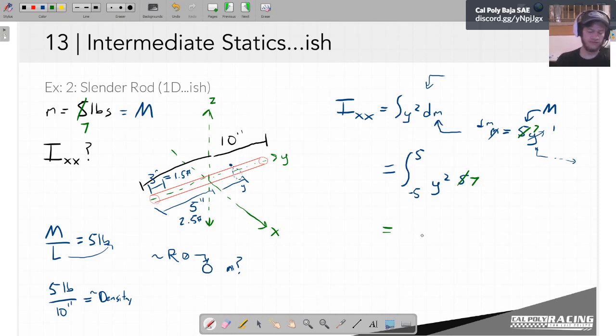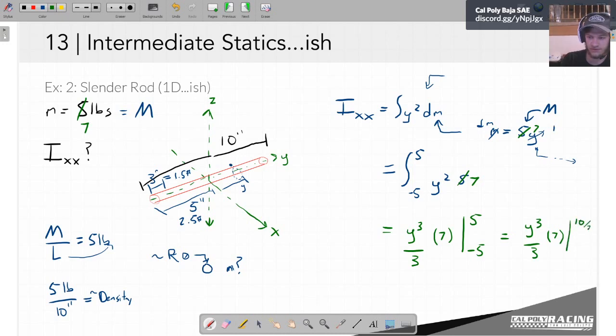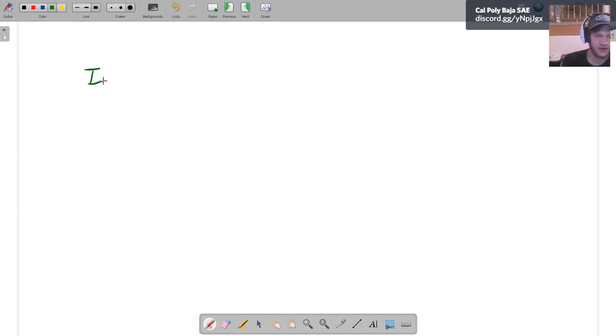I think most of you, have you both been through Calc 1 and Calc 2? Yes, at least between high school and this year. Okay, so this is all pretty familiar, right? We just turn this into y cubed over 3 times 7, evaluated from -5 to 5. One way that we can rewrite this is, since we're going from -5 to 5, that's equivalent to y cubed over 3 times 7, evaluated from negative 10 over 2 to 10 over 2. The reason for doing that is I want to get it into a certain form. So let's duplicate this. So we've got Ixx.